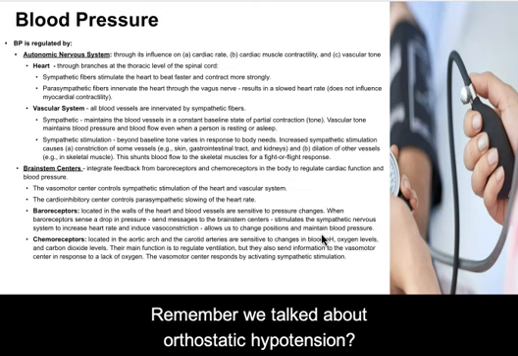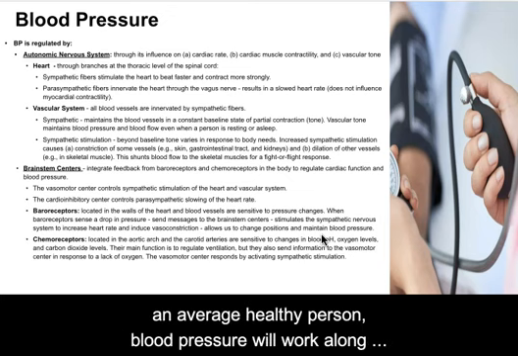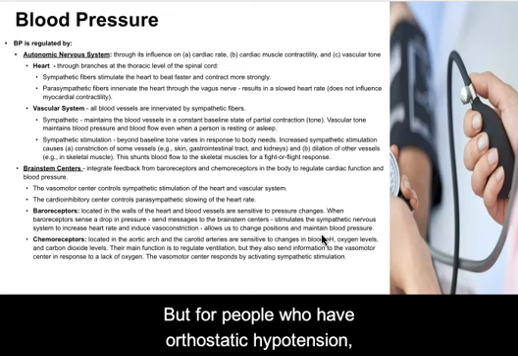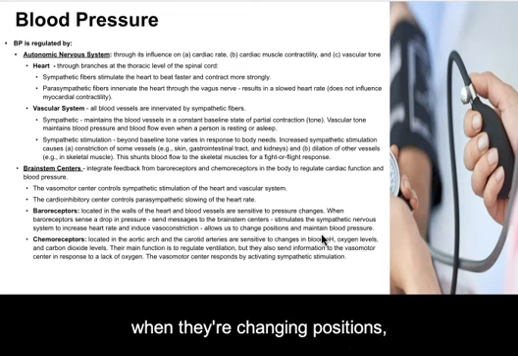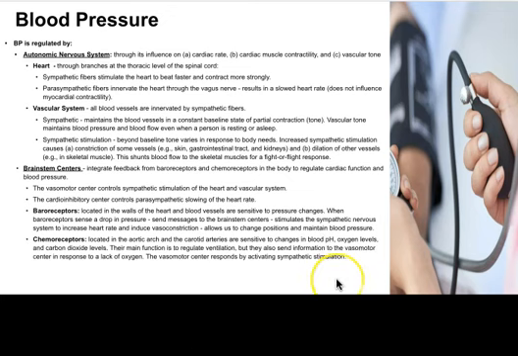Remember, we talked about orthostatic hypotension. So when an average healthy person changes positions, blood pressure will work along with them and the pressure will be stable. But for people who have orthostatic hypotension, when they're changing positions, this doesn't happen for them. And so their blood pressure drops as they're changing positions.